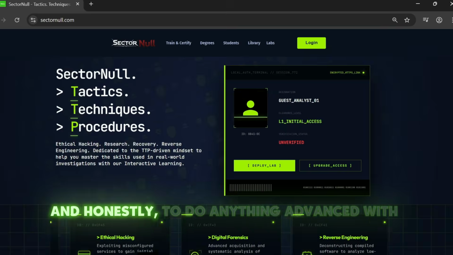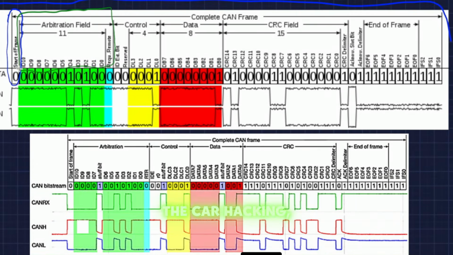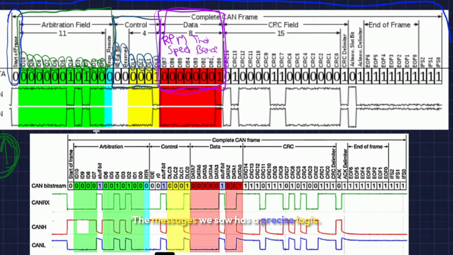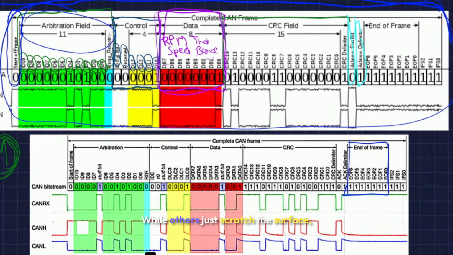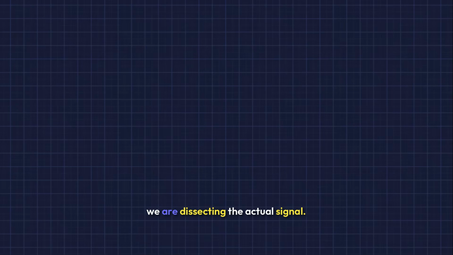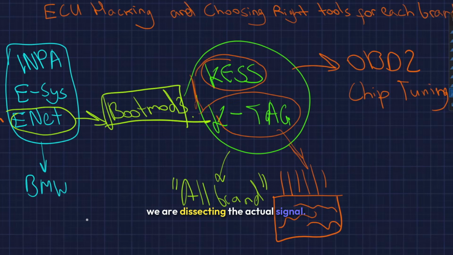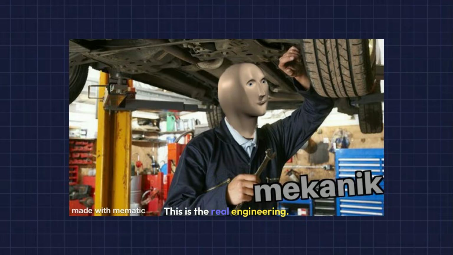And honestly, to do anything advanced with car hacking, you must know the language. The messages we saw have a precise logic. You can't manipulate the system if you don't understand the rules. While others just scratch the surface, we are dissecting the actual signal. If you want the power to reprogram your car's brain, watch closely. This is the real engineering.